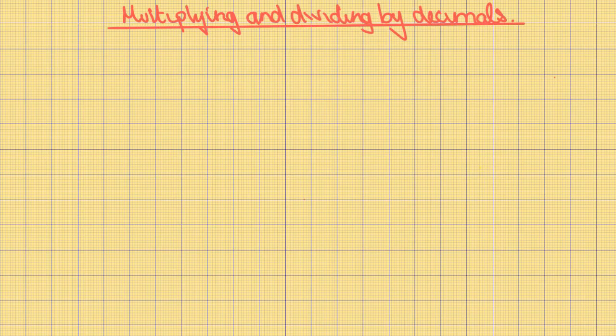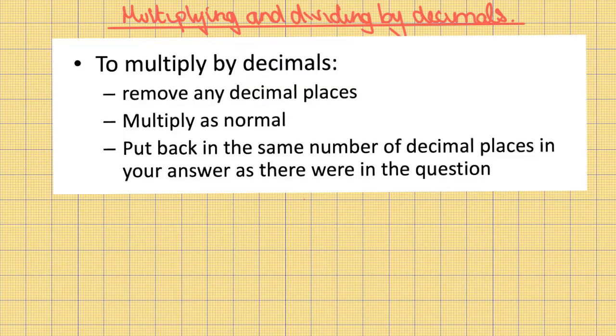Multiplying and dividing by decimals. To multiply by decimals, remove any decimal places. Multiply as normal. Put back in the same number of decimal places in your answer as there were in the question.